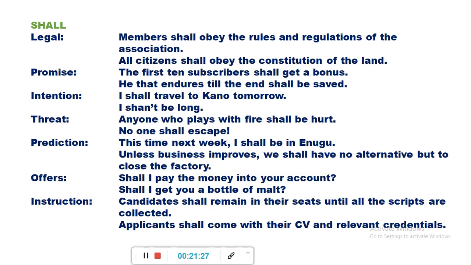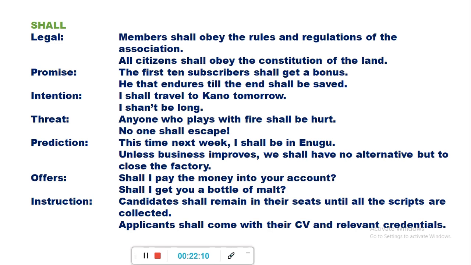Then we can use shall to make a promise. The first 10 subscribers shall get a bonus. He that endures till the end shall be saved. We can use it to express our intention. I shall travel to Kano tomorrow. I shan't be long. In this case, we can also say it is used to express futurity, a future action, a future event. We can use it in making threats. Anyone who plays with fire shall be hurt. No one shall escape. All right.